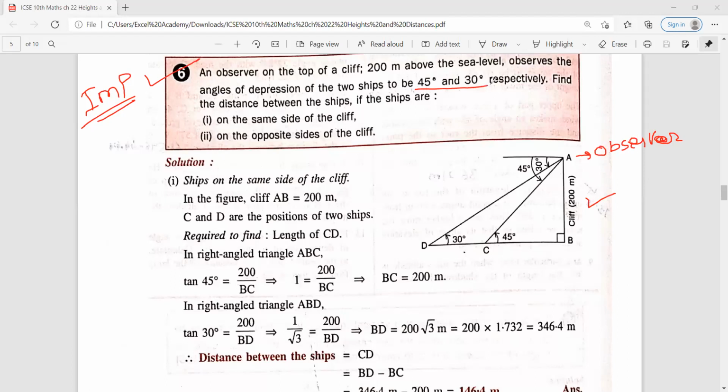Cliff which is 200 meter above the sea level observes the angles of depression of the two ships to be 45 degrees and 30 degrees. So obviously one should note that when the ship is closer to the observation tower, the angle of depression is greater. आता एक लक्षात घ्या, हे कुणी ऑब्झर्व केलेलं आहे? ऑब्झर्वरनी. सो दीज आर अँगल्स ऑफ डिप्रेशन. So from the observer you have to draw a very thin line which represents the horizontal, and when the angle of depression is 45 degrees, the ship is closer. That is nothing but angle of elevation.